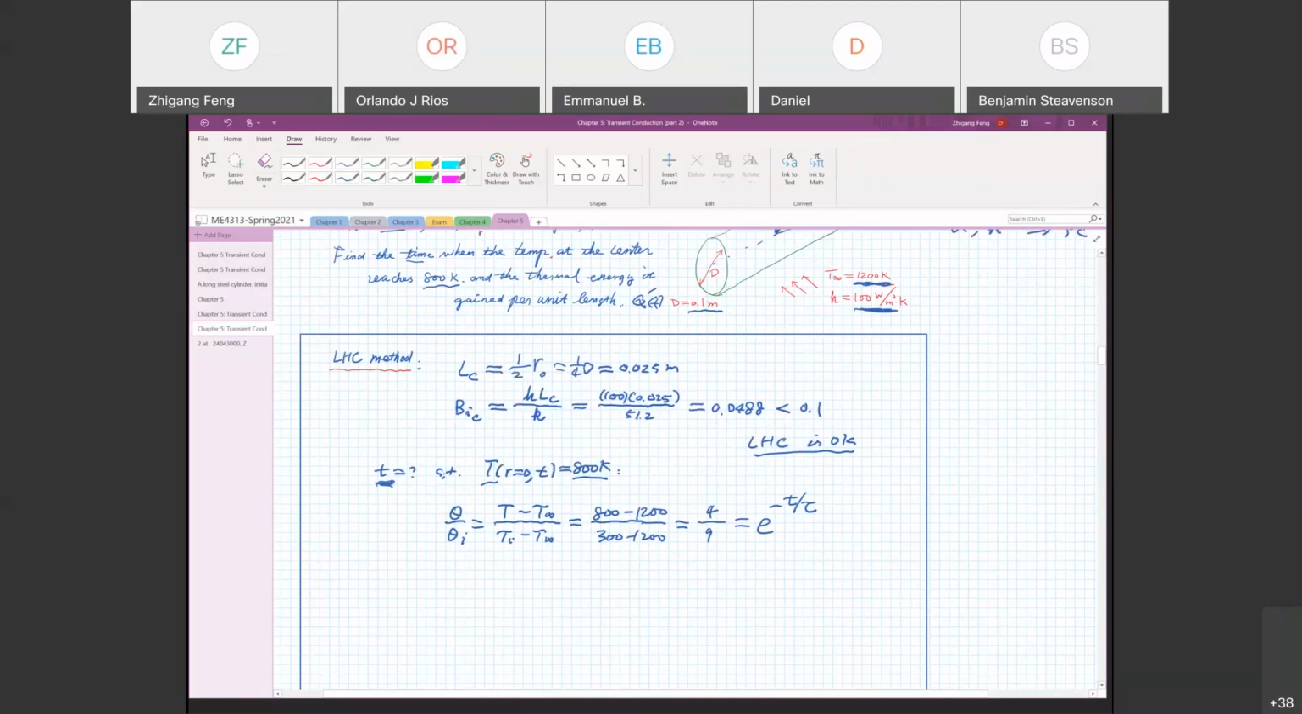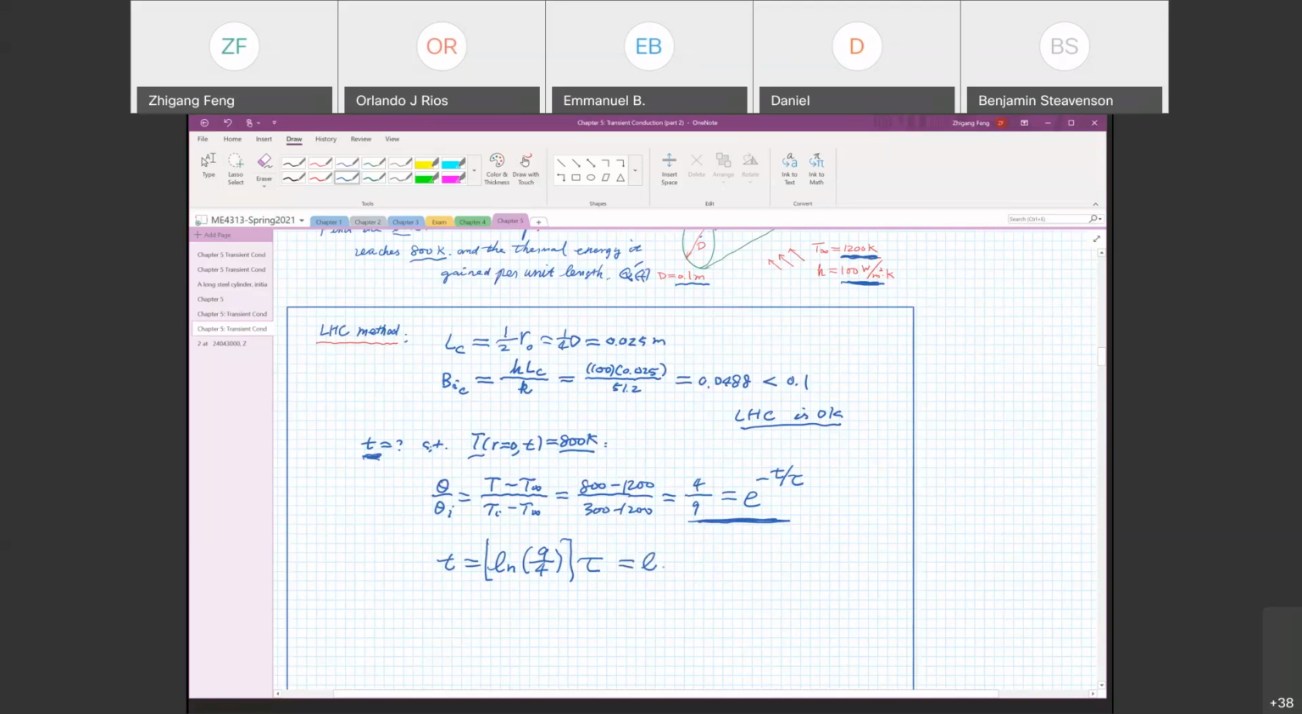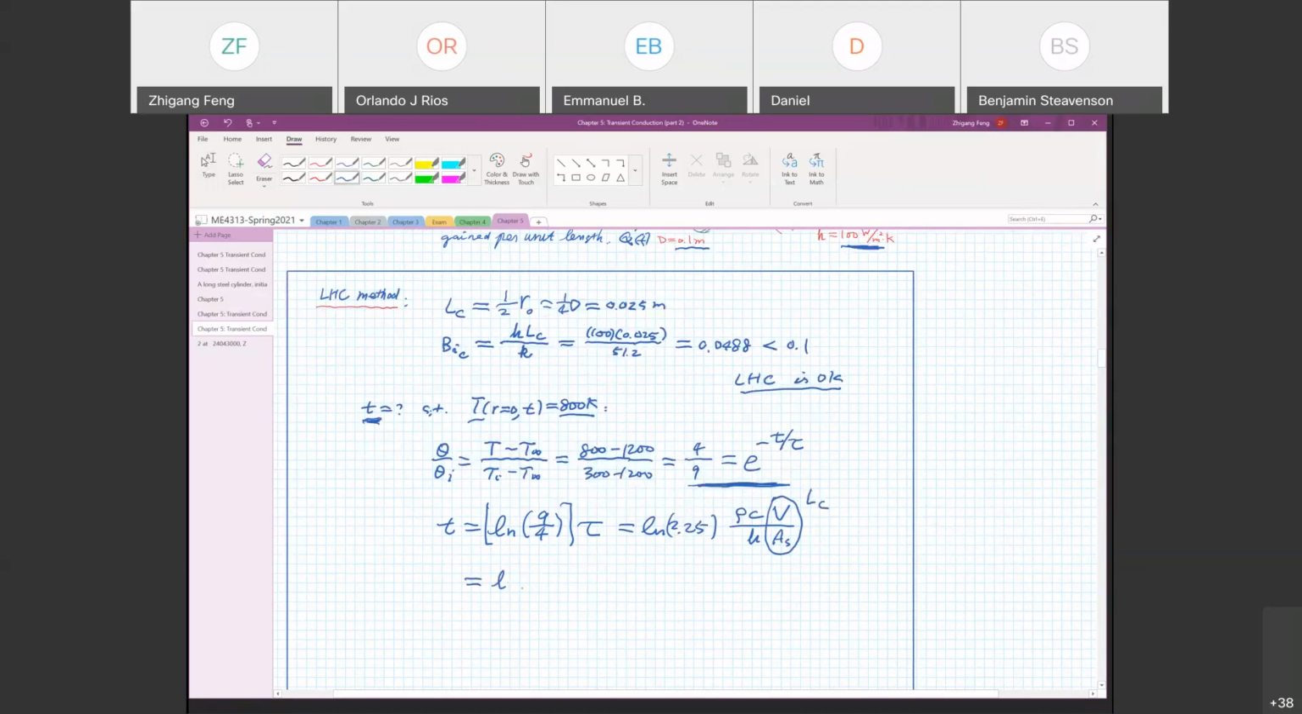Okay. So now we take the natural log of this equation. So we have t equal to natural log. Since there is a minus sign, we have to flip 4 over 9, make it 9 over 4, to cancel out the minus sign. So this gives us a numerical number, multiplied by the time constant tau. Okay, so natural log of 9 over 4 is 0.81. Multiply the tau, which is rho V c over h A_s, but V over A_s is equal to L_c. I can write this expression using a simplified form.